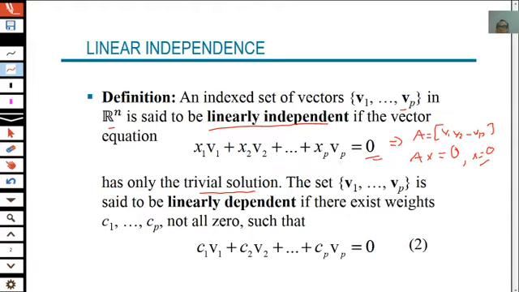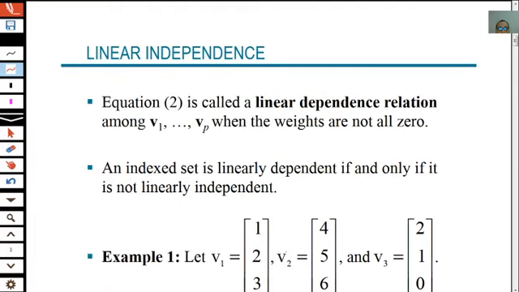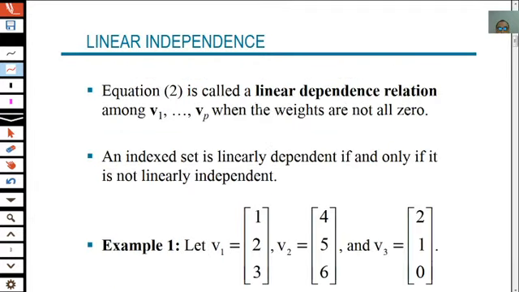The set v1, ..., vp is said to be linearly dependent if there exist weights, scalars c1, c2, ..., cp, not all zero, such that we have this relation. This equation 2 is called a linear dependence relation among v1, v2, ..., vp, when the weights are not all zero.